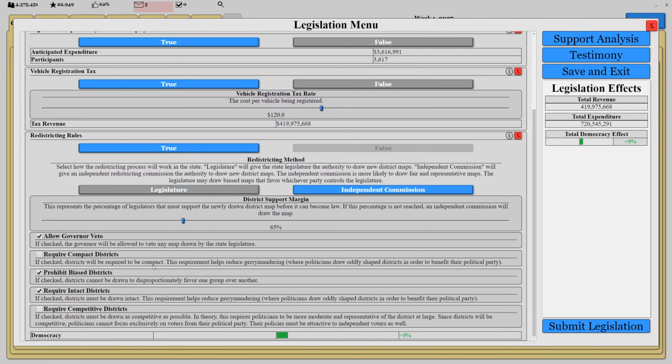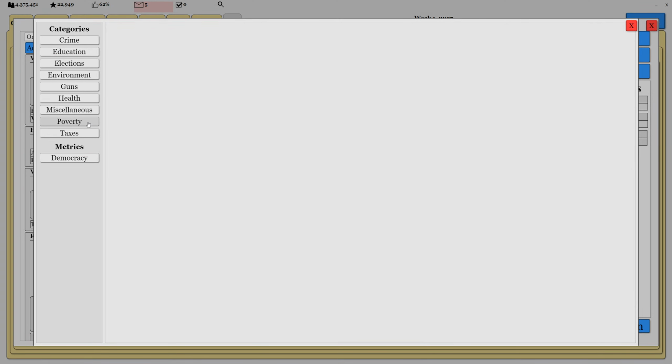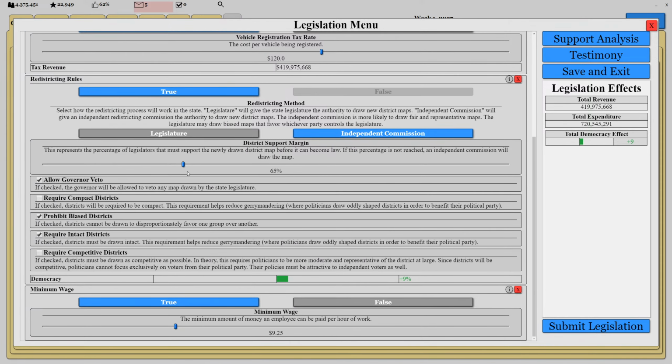We're just going to do it to an independent commission. The governor will be allowed to veto any map drawn by the state legislature. If checked, districts will be required to be compact. This requirement helps reduce gerrymandering, where politicians draw oddly shaped districts in order to benefit their political party. Prohibit biased districts. Require intact districts. Require competitive districts. And then minimum wage. Lastly, we'll go ahead and throw that up to $10.